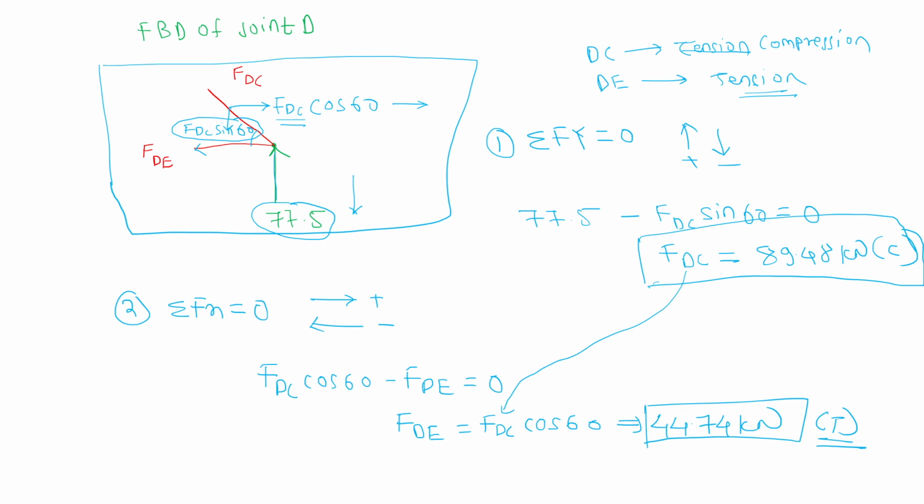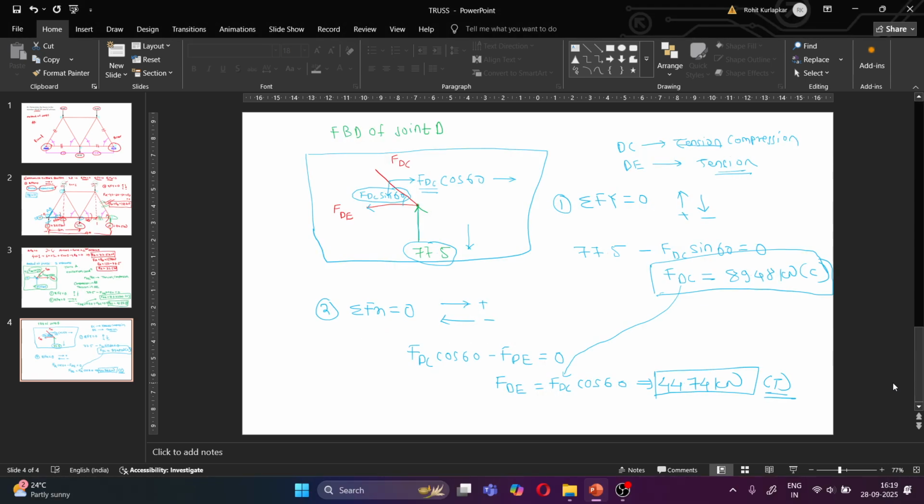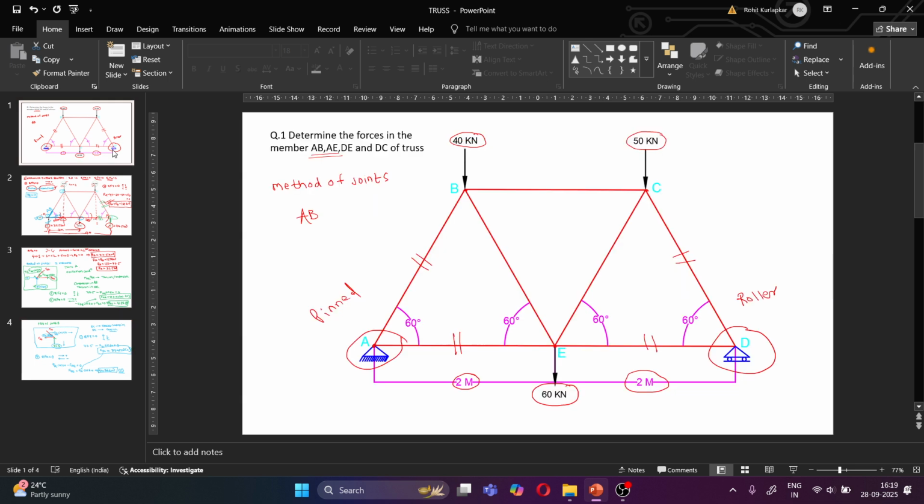Okay. So in the next session, we will use the method of section. In this, we have completed the method of joint. Next, we will complete the method of section. So if you have any doubt, you can ask me. You can try to determine the remaining forces in the members. If you feel any difficulty, comment, I will reply, or you can post your answers also. I will reply back whether it is correct or not.